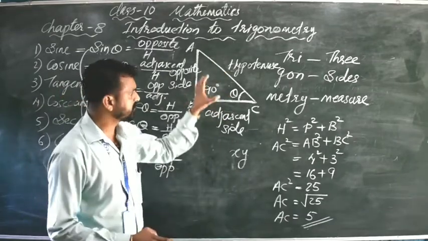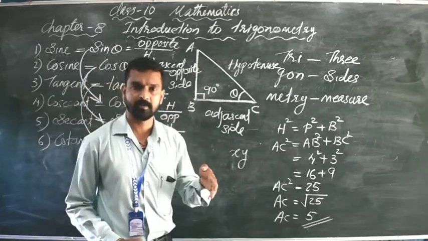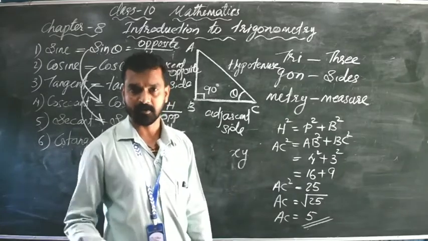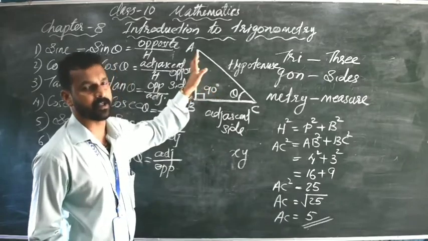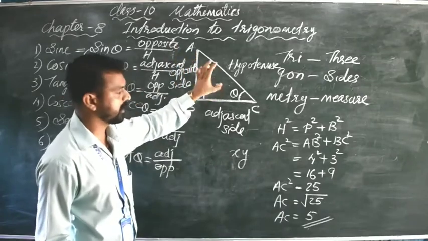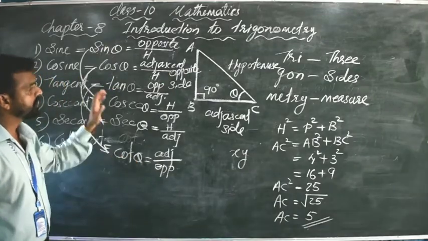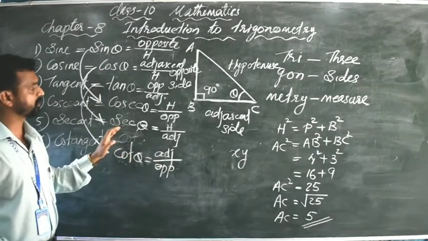And this right angled triangle we will use to find out the height of a building or width of a river or height of an aeroplane or height of a mountain, whatever it may be. We can use this right angled triangle to find that out. So for using this right angled triangle, we have to remember these 6 trigonometric ratios, then only we can find it out. So for that we are using these 6 trigonometric ratios.